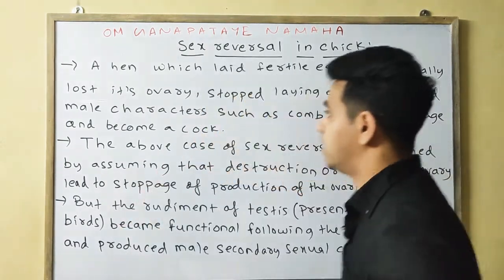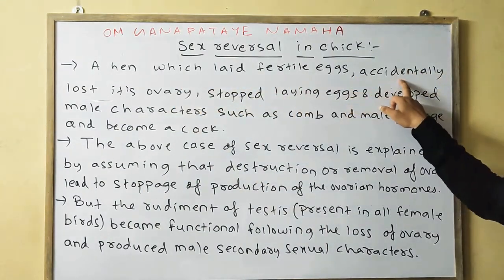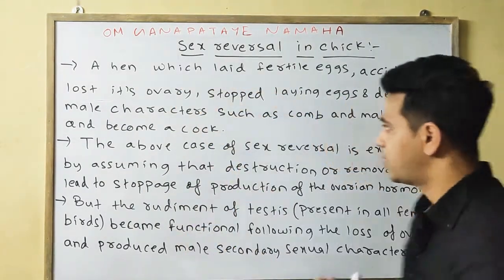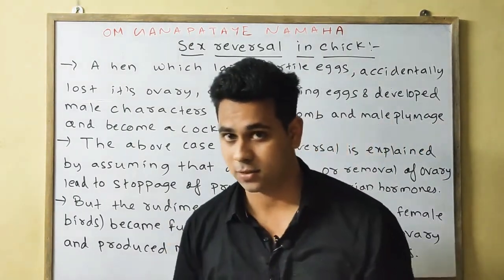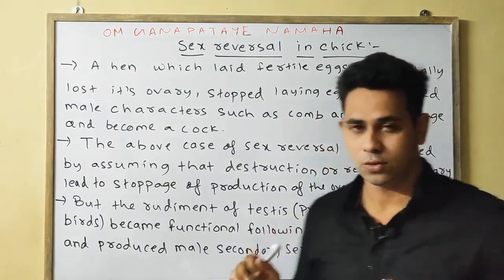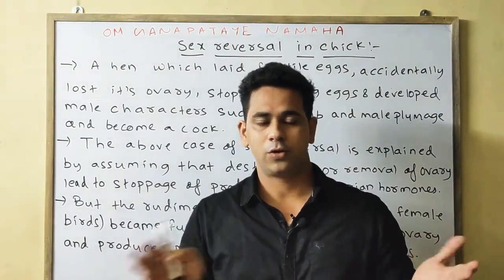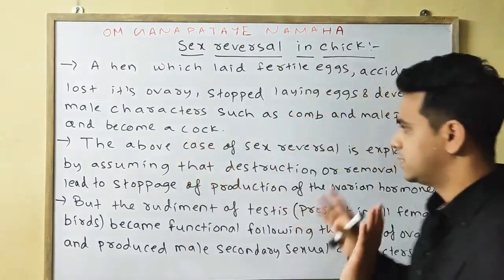Now we'll understand line by line. A hen which laid fertile eggs accidentally lost its ovary, by which it stopped laying eggs and developed male characters such as, as I said, comb and male plumage, a type of wings which distinguish the cock and the hen, and becomes a cock. Okay, second part.